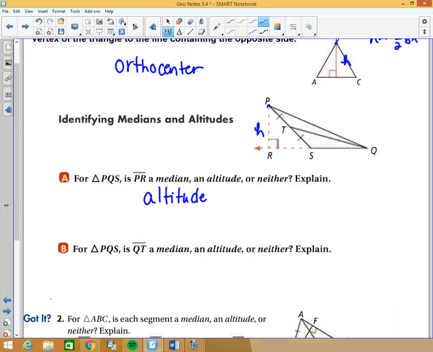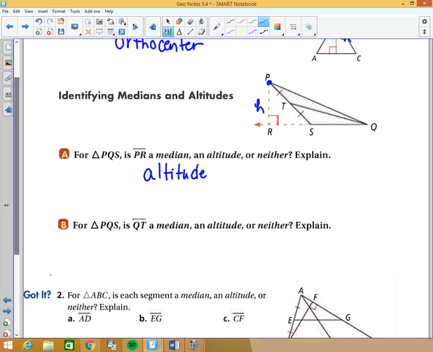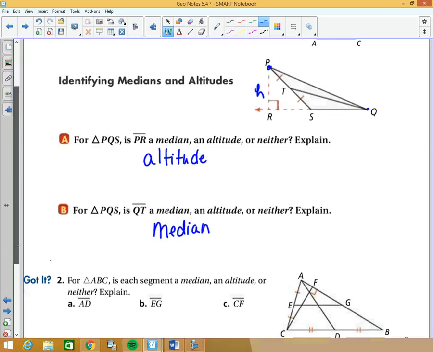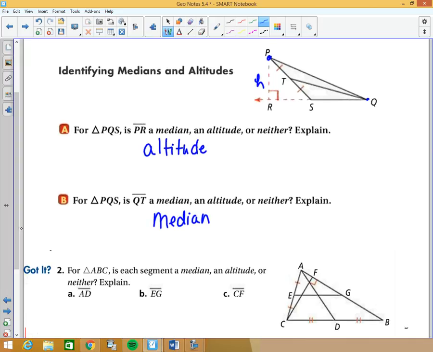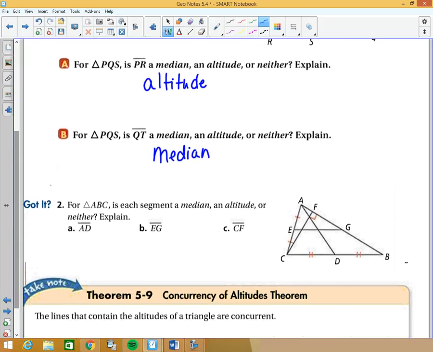Okay, going from the vertex to perpendicular to the opposite side, we ask, what is QT? Well, QT goes from the vertex to the midpoint, so QT is actually going to be the median for that one, as it does go to the midpoint. So those are just definitions and identifying.